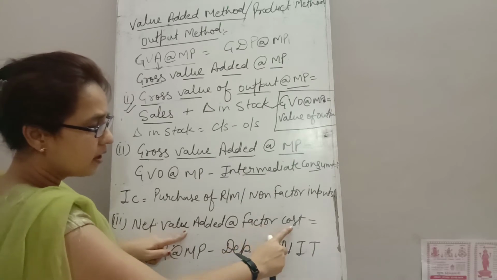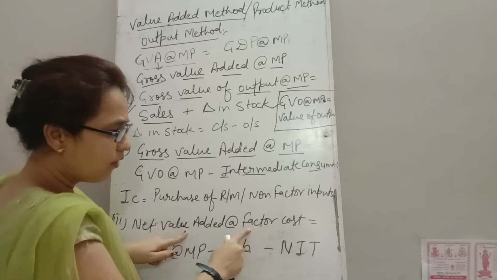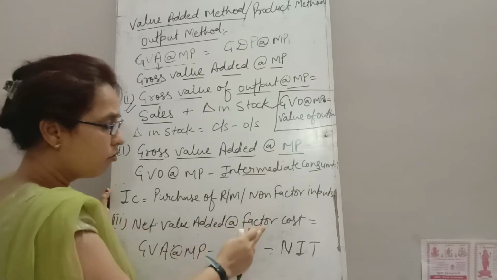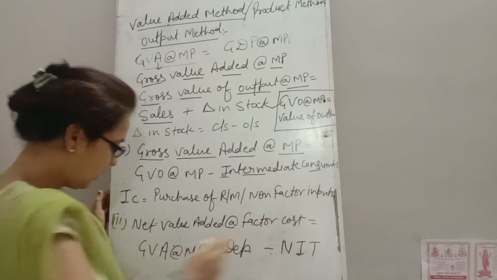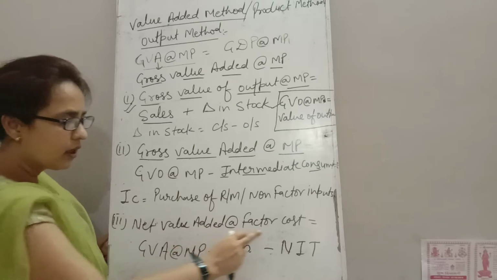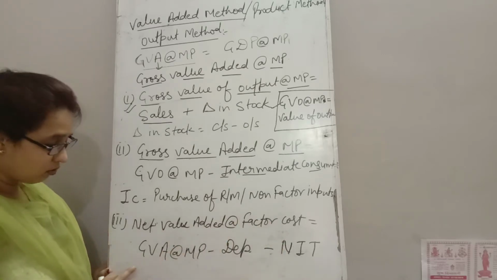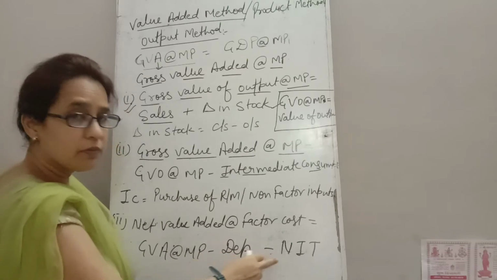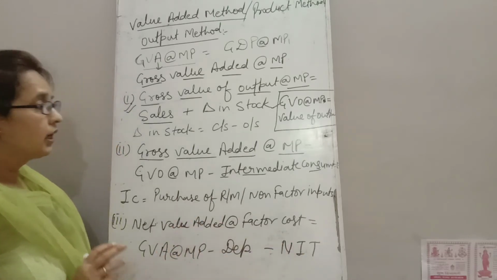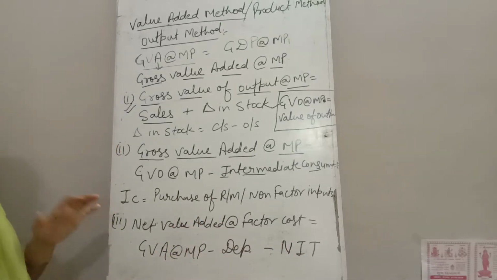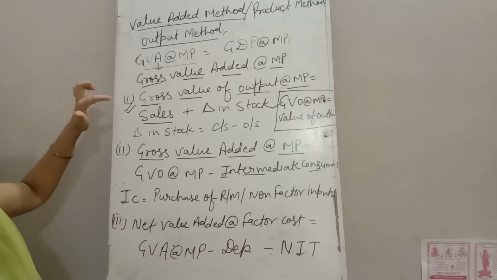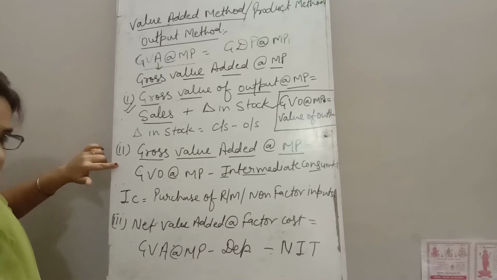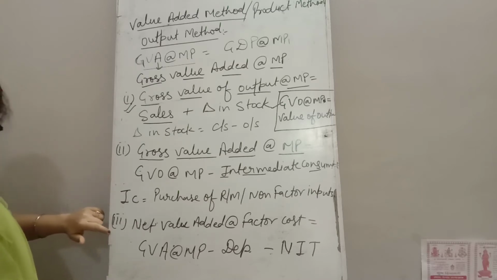Market price minus NIT equals factor cost. How to convert MP into factor cost: minus NIT. So NVA at the rate of factor cost, how are we going to calculate? GVA at the rate of MP minus depreciation minus NIT. Clear? It means you have to learn three formulas: GVO at the rate of MP, GVA at the rate of MP, and net value added at the factor cost.